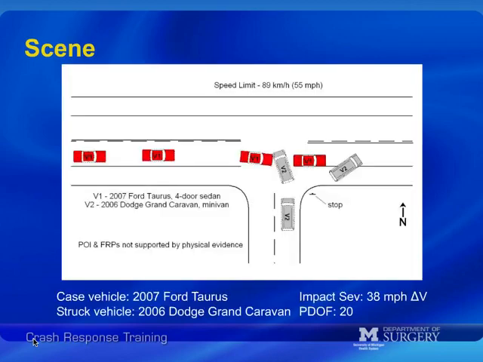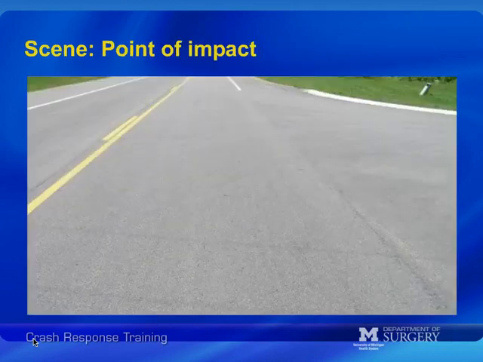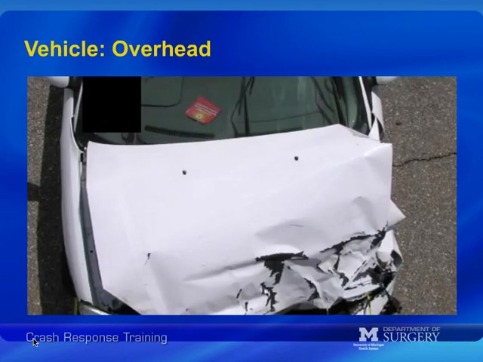Here's another pediatric case. Again, our case vehicle is in red, driven by the case occupant's grandfather. They were traveling down a roadway when another vehicle pulled out in front of the case vehicle, and the case vehicle struck it in a full frontal configuration. This vehicle was a 2007 Ford Taurus, and it struck a 2006 Dodge Grand Caravan. This is the approach to the impact. Roughly the impact site. This overhead view of the front of the vehicle depicts severe vehicle damage.